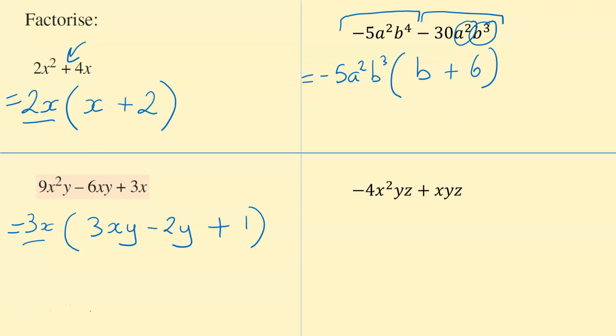Last one of our factorization ones. Notice that in this case, we don't have a minus in each term, so let's not put a negative at the front. What else can we do here? Let's see. What do they have in common? They have an x in common. Yeah. They have a y in common and a z in common. Let's put those things at the front.